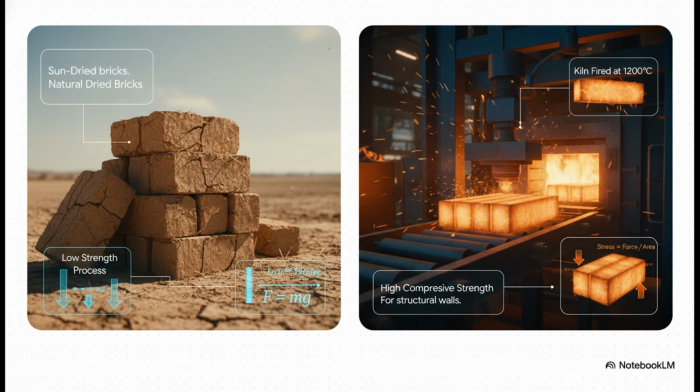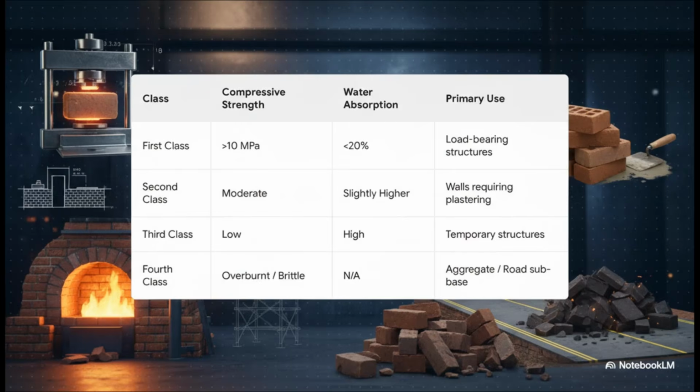On the other hand, you have burnt clay bricks. These are fired in a kiln at very high temperatures. We're talking 900 to 1100 degrees Celsius. This process fuses the clay particles, giving the brick much higher compressive strength. These are the bricks we rely on for our permanent structural walls. Now, within those burnt bricks, we have 4 distinct classes to standardize quality.